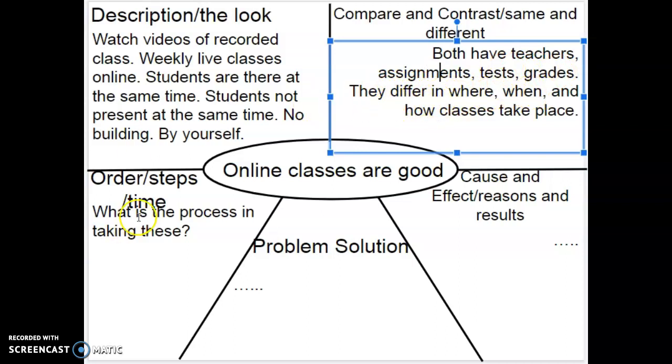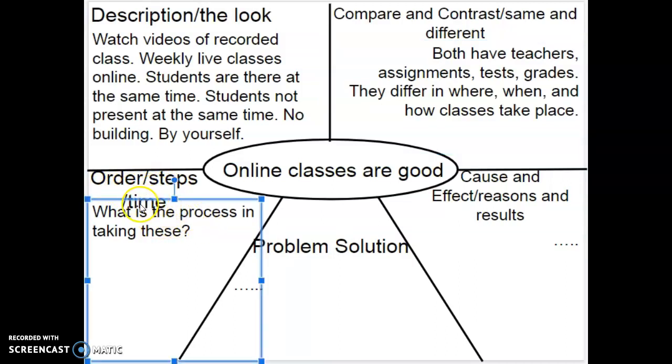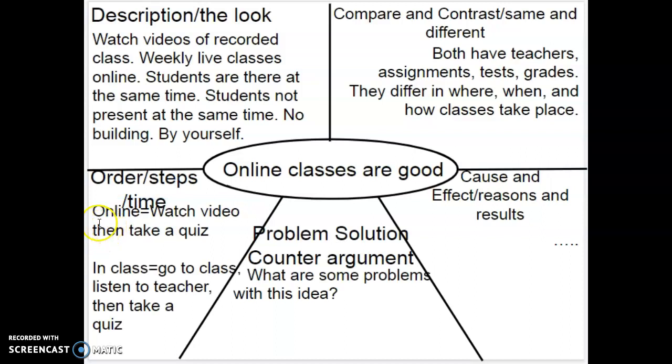So now we're going over to our next section. What is the process in taking these? But order can also be, for example, time. So I talked about process, but you could easily talk about time. When were the first classes online taken, what did they look like, and what was the progress of online classes throughout time. But I chose to go with process. Online equals watch video, then take a test or quiz or assignment. In class equals go to class, listen to teacher, then take a test, quiz, or assignment.